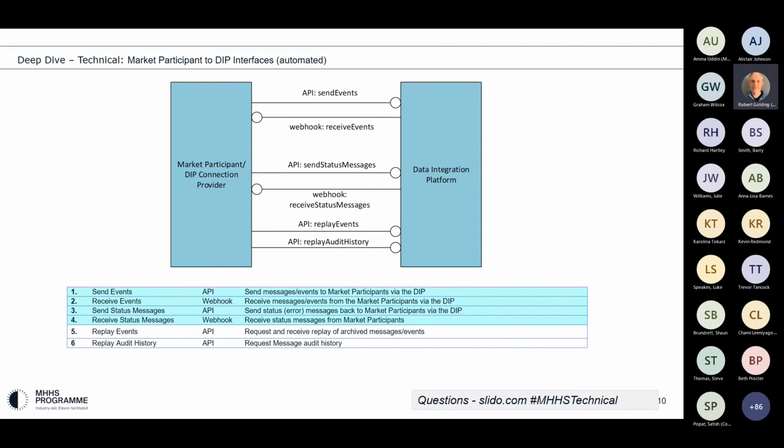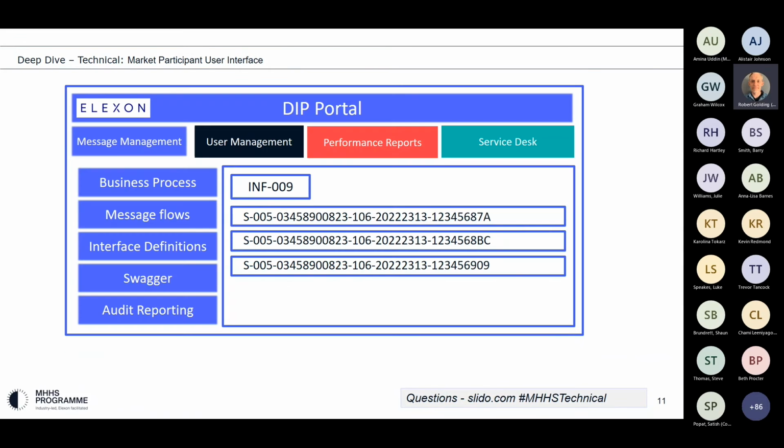However, there's also the need for a user interface. So these are the main APIs. Kevin will talk about how participants are expected to connect to the DIP, and I'll be talking about the API definitions and message structures in a few slides' time. How users will interact with the DIP.